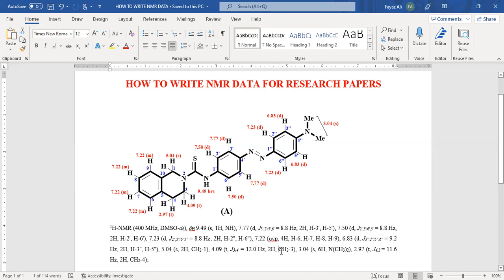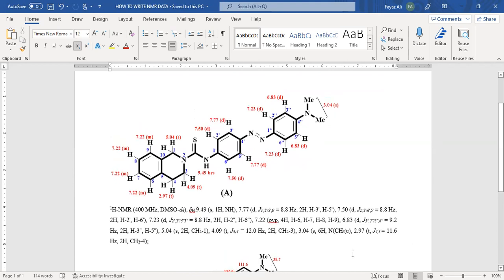Which protons are these? The methylene group. It's at the 3 position. At 3.6, 3 hydrogens, NH3, as I mentioned, at this position, giving a singlet. So this is the HNMR, proton NMR, how we write the protons.